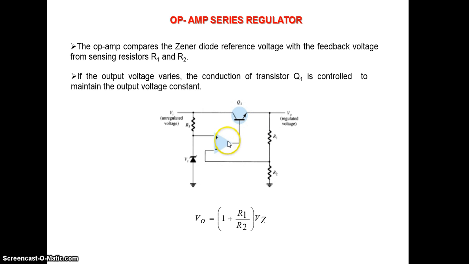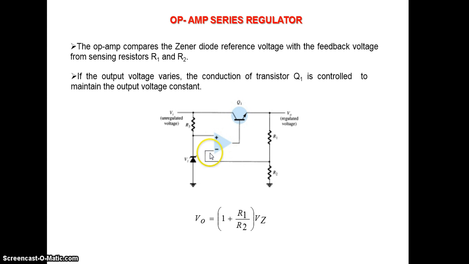I'll explain one more time. This operational amplifier is a comparator, and the Zener diode provides the reference voltage. R1 and R2 are the sampling circuit, so through R1 and R2 the output voltage is fed back to the op-amp. Transistor Q1 is the control element.